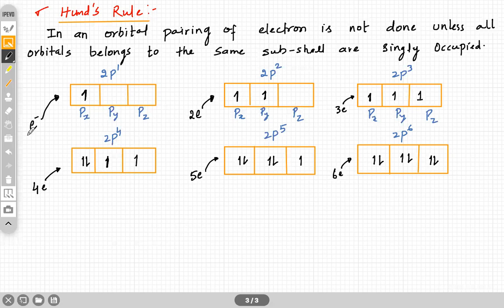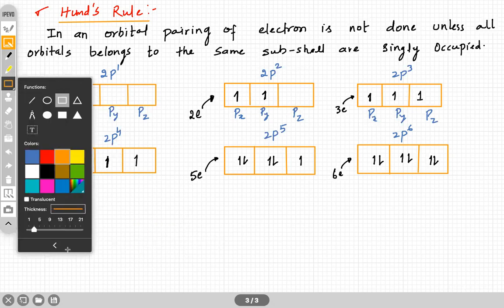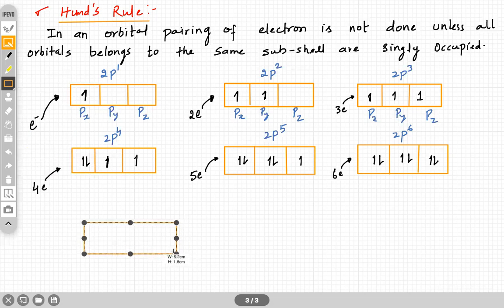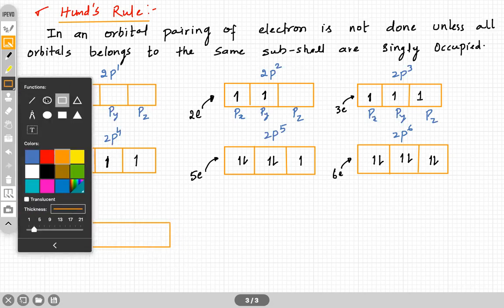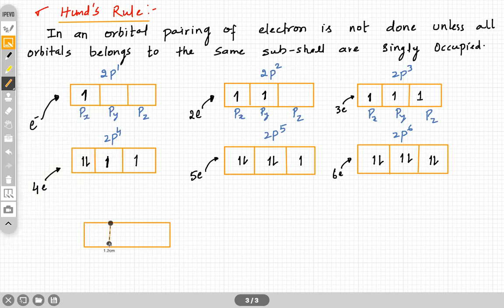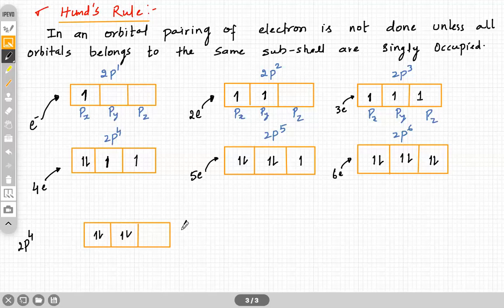Like, suppose if you have 2 electrons, the point here is, suppose this is a p subshell, and it has 3 orbitals, that is px, py, and pz. So if you have suppose 2p4 configuration, you cannot do it like this, because one orbital can have a maximum of 2 electrons, so you cannot directly do this. This is not possible. It is wrong.